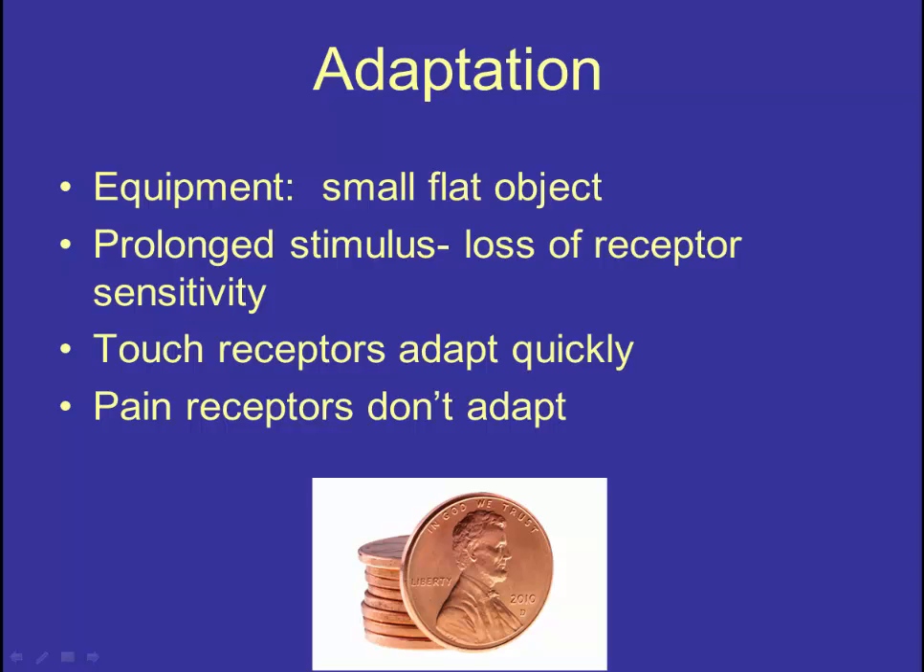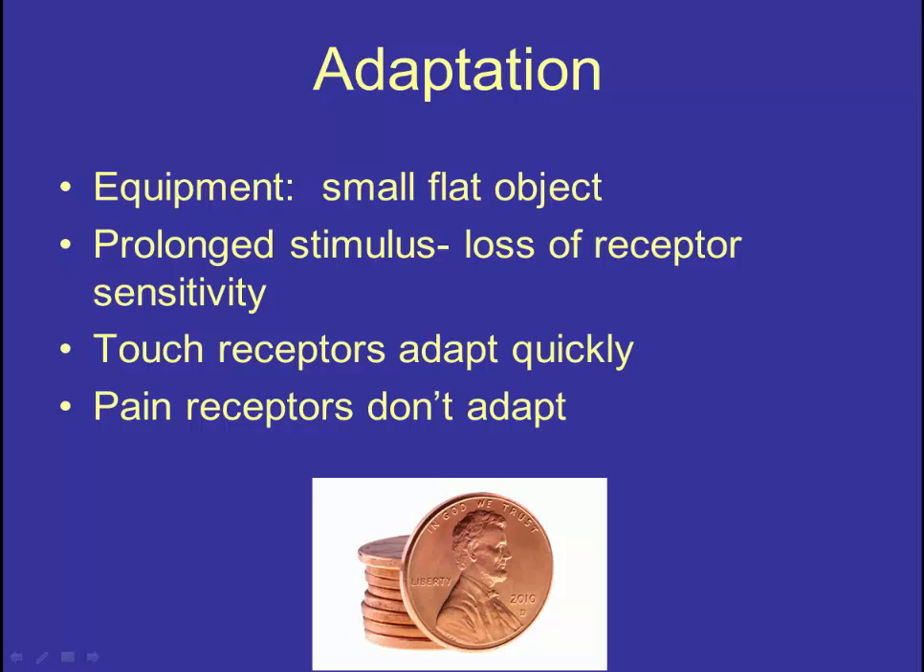But not all receptors in the body adapt. For example, your pain receptors, what we call nociceptors, they do not get used to pain. Pain means there's damage in the body. And so your receptors for pain will always send signals for pain because you don't want to get used to damaging the body.